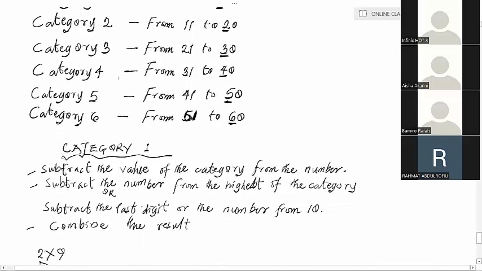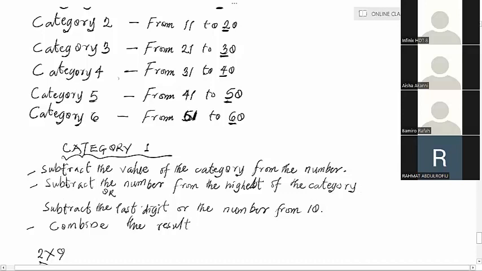The first thing you do is that the value given to you, what do you do with it? You subtract 1 from the category, from the number. The value of the category, if it's category 1, you subtract 1 from the number. Then second thing is, subtract the number from the highest of the category.